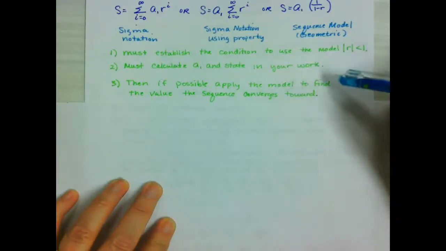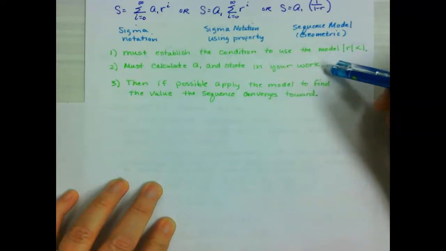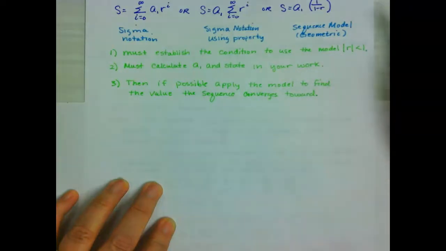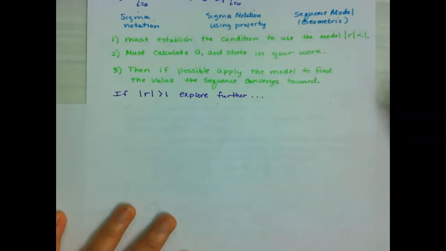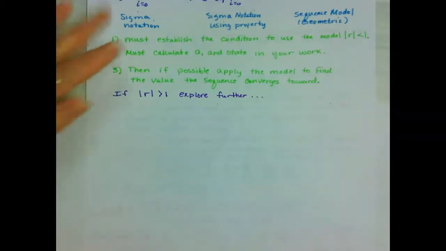Okay? Then finally, if you've met the condition and you've stated what a sub 1 is, then you can just go to your model and apply your model, putting in all the information that you have. Okay? If the absolute value of r is greater than 1, then we need to explore further.